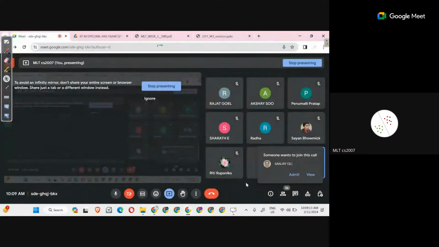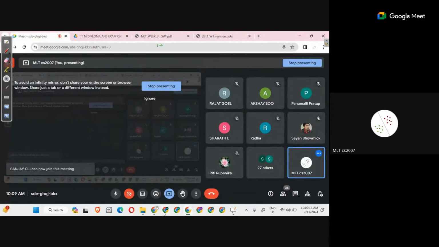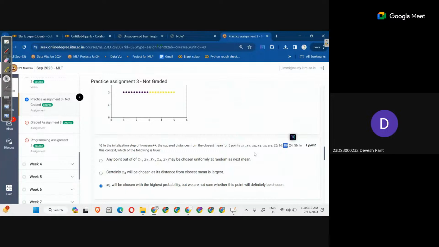Can someone say? Sir, because the points are chosen based on probability and not their exact distances. Yeah, right. Although these are fixed values, based on the distance the probability will be higher, but again, it is only probability. It is not a deterministic value. So that's why, although the distance is maximum here, it's just a probability only. So that's why we have written the second part of the sentence.